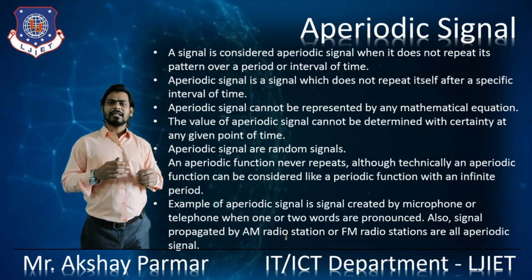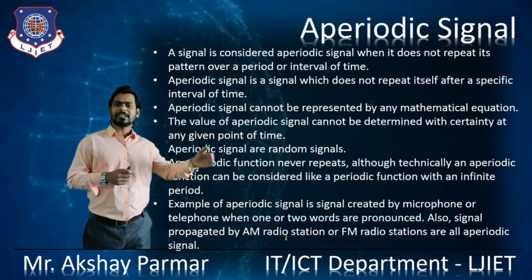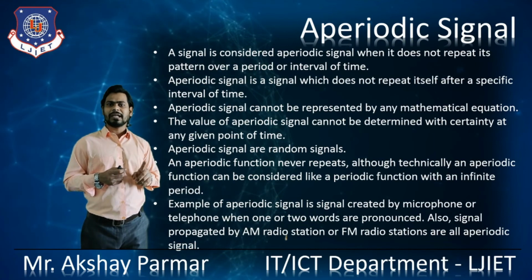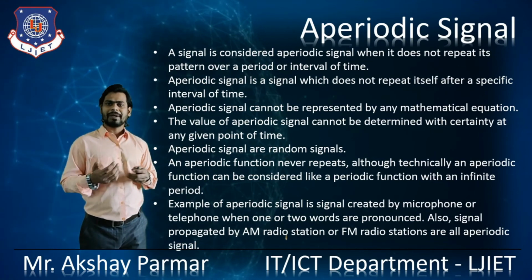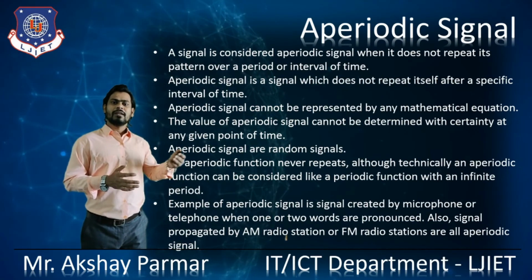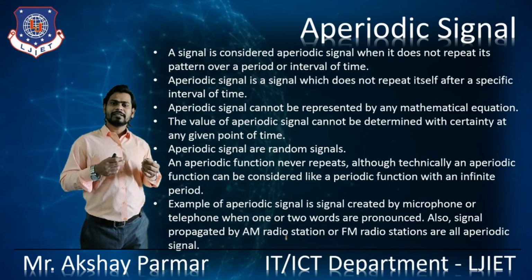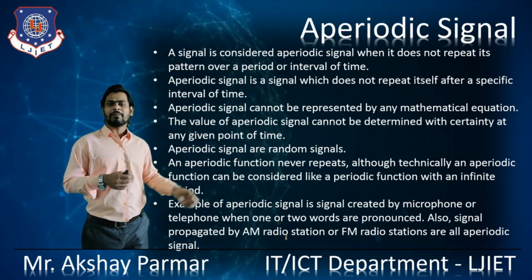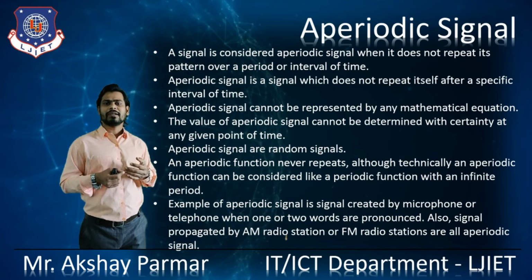An aperiodic signal is a signal which does not repeat itself after a specific time interval. Aperiodic signals cannot be represented by any mathematical equation, as they do not repeat their cycle with respect to time, right? The value of an aperiodic signal cannot be determined with certainty at any given point of time. It may change its behavior, so it is very difficult. We have to measure the aperiodic signals.